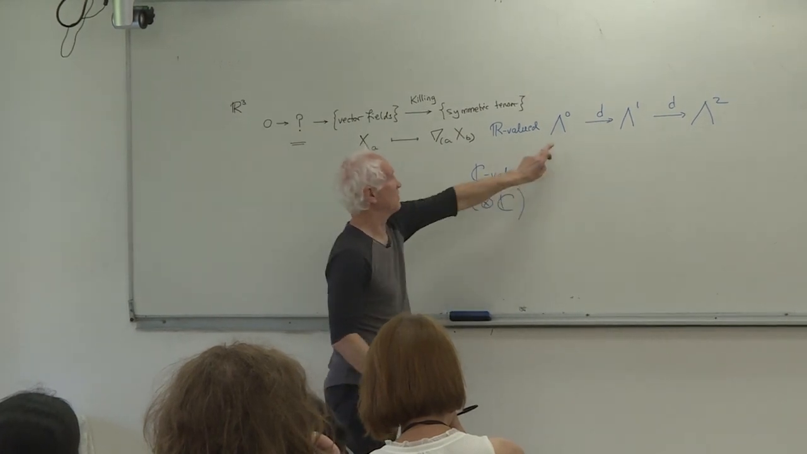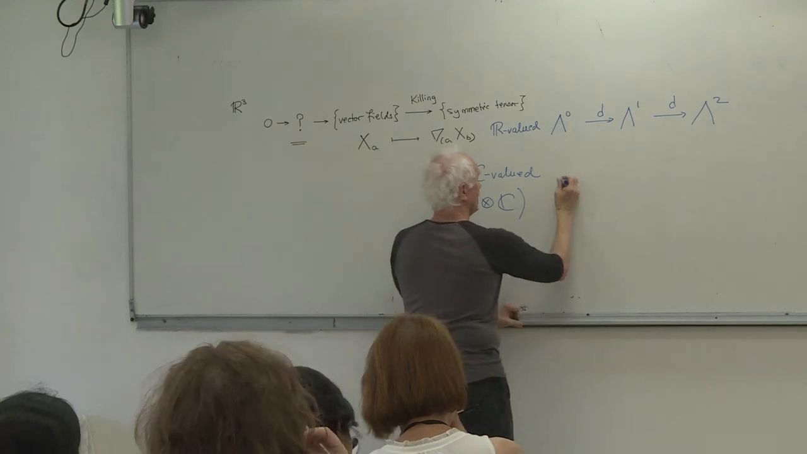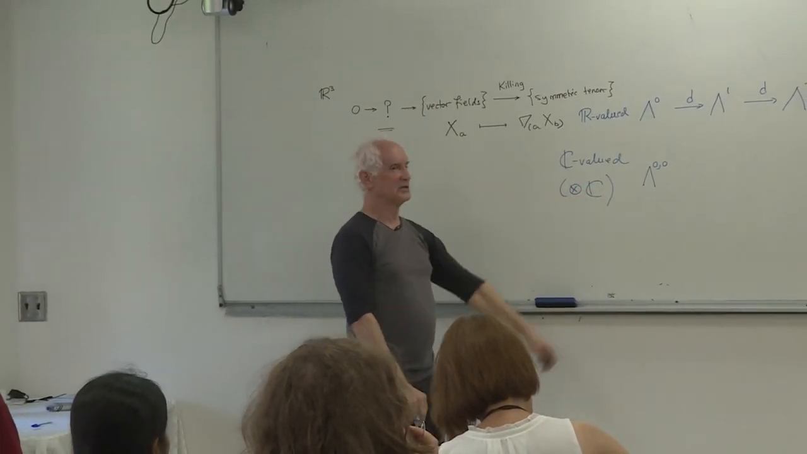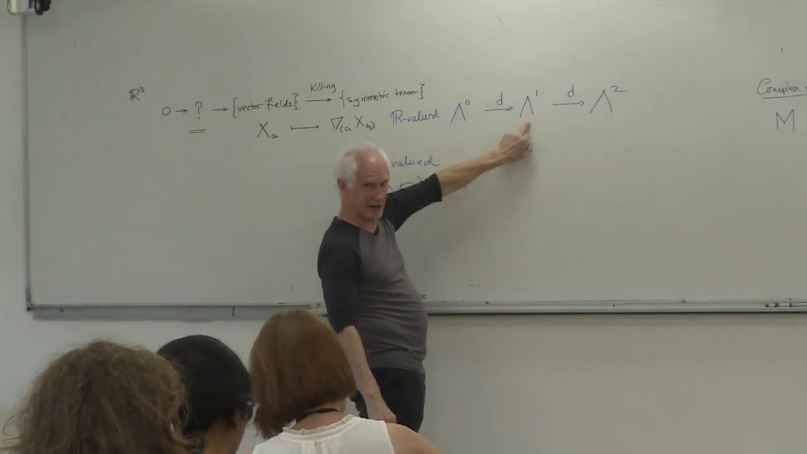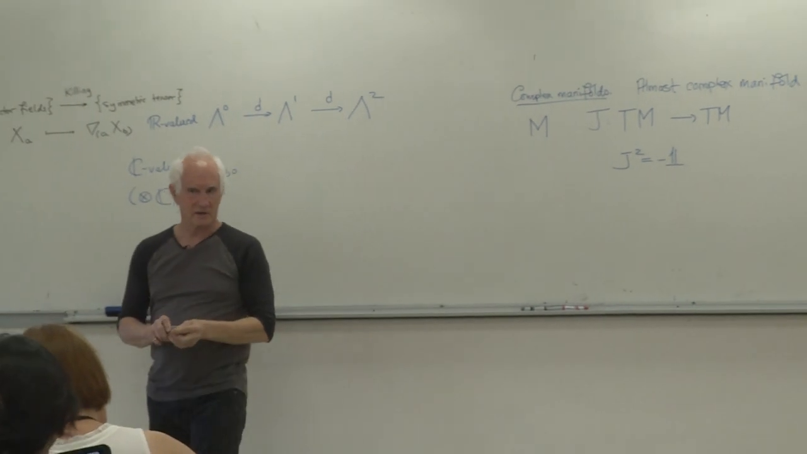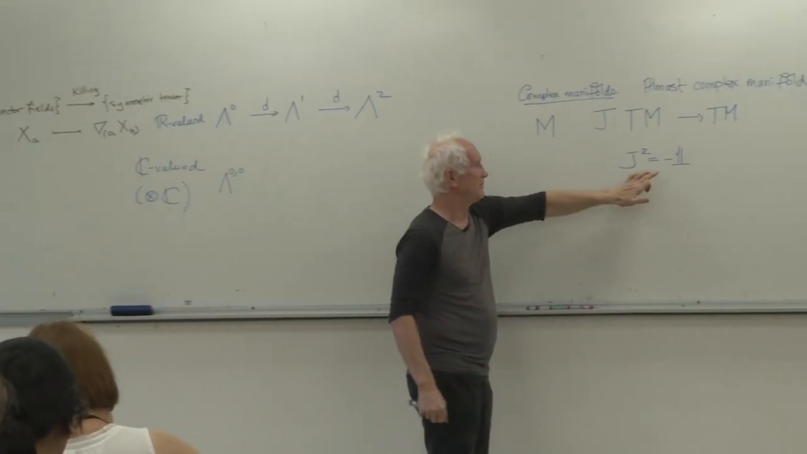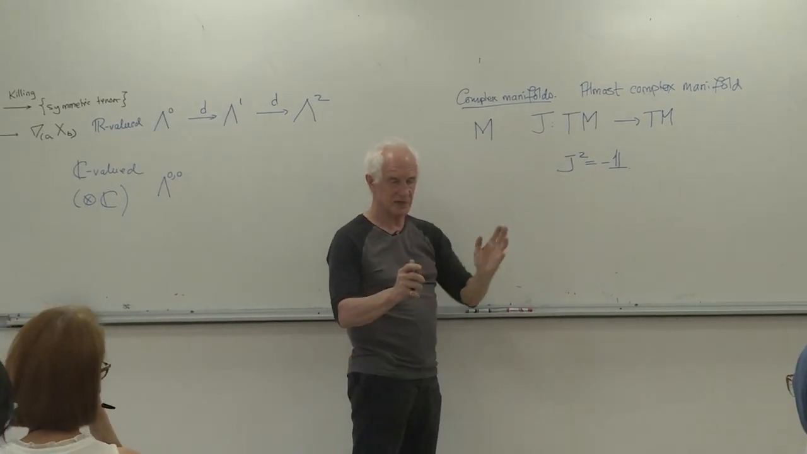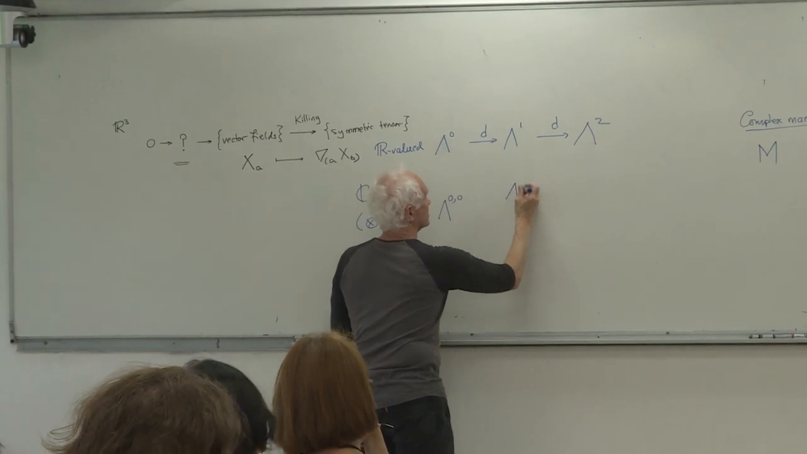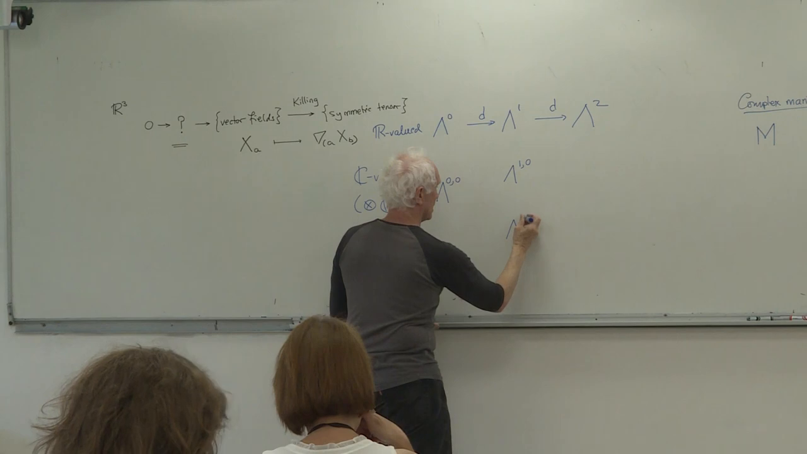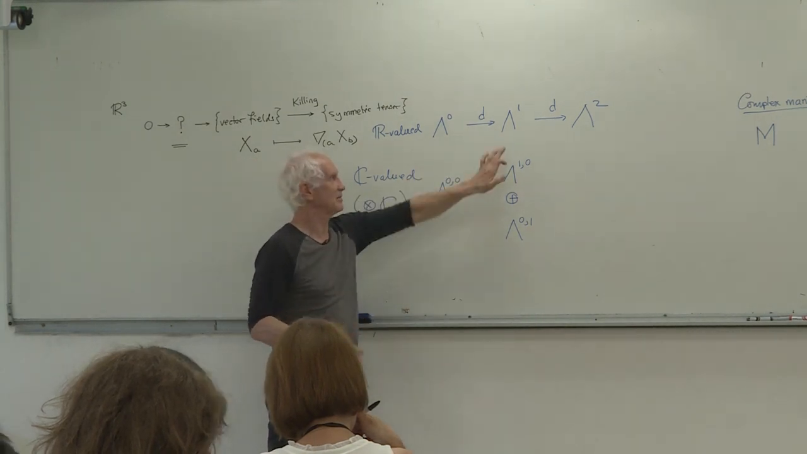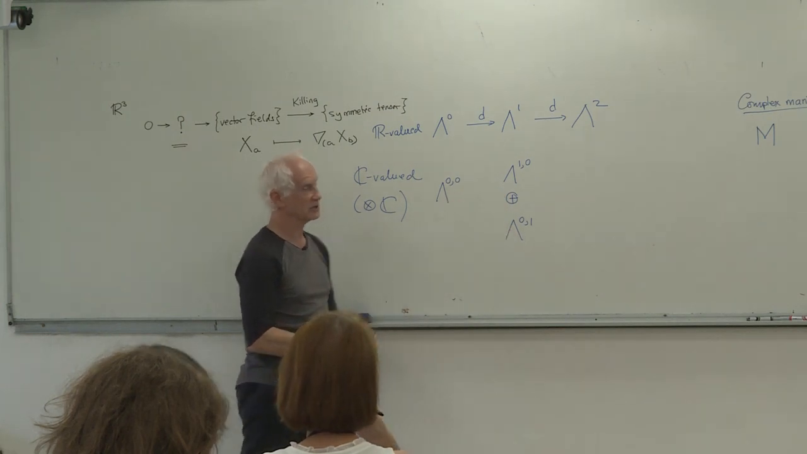When you do that, nothing very interesting happens here. The only interesting thing that happens is I'm going to give this a new notation. I'm going to call it lambda 0,0. And the reason is that an interesting thing happens now here. Because J squared is equal to minus 1, it has no exciting real eigenvalues. But if you look at it as a complex matrix instead of a real matrix, it has two eigenvalues, and they are plus and minus i. That enables you to break up this bundle into two bundles. Let's call these bits 0,1 and 1,0. There they are. So this bundle, which used to be irreducible, has automatically broken up into these two parts because of J.